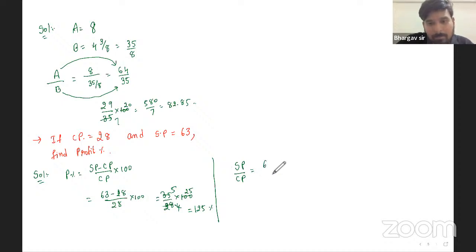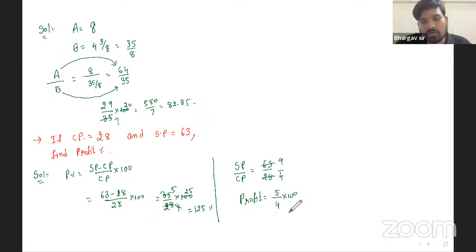Selling price कितना है? 63. Cost price कितना है? 28. Simply इसका ratio पहचानो. You don't need to find out all this. 7 9s are 63, 7 4s are 28. Ratio पहचान लिया. Now profit percentage आपको difference upon reference into 100 से मिल जाएगा, क्योंकि cost price is the reference, selling price is the final value. Difference कितना है? 5. Reference क्या है? Cost price. Profit की केस में reference होगा cost price, because cost price पे ही गिनते हो आप profit percentage.